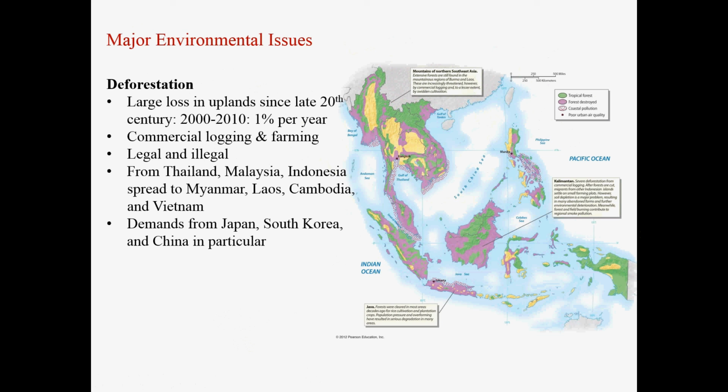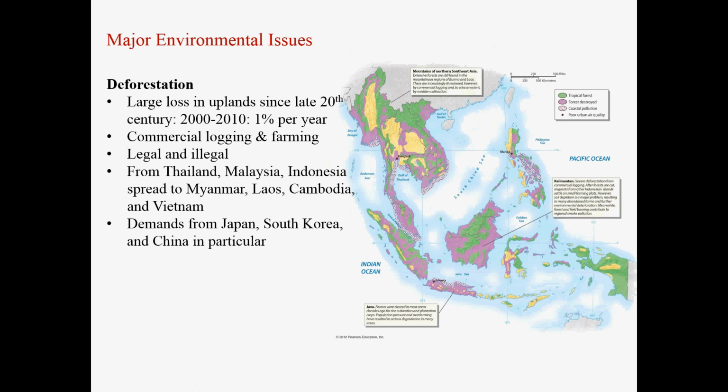Between 2000 and 2010, every year you have 1% loss of forest. Largely, those forests were lost to commercial logging and farming. Farming has become increasingly important in the upland because the increasing population pressures in the lowland area are pushing more people into the upland, and they begin to open more land in the upland.